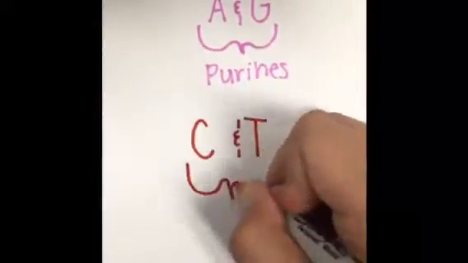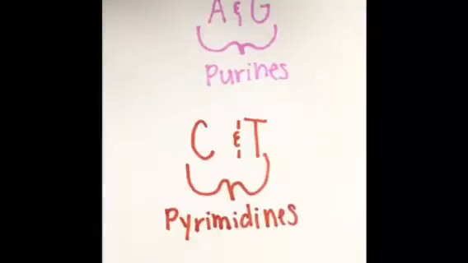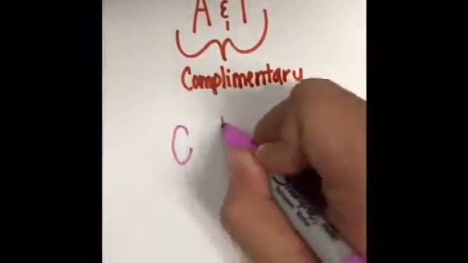Thymine and cytosine are pyrimidines. Adenine and guanine are purines. The complementary bases are A to T and G to C. Thymine to adenine have double bonds, while guanine to cytosine have triple bonds.